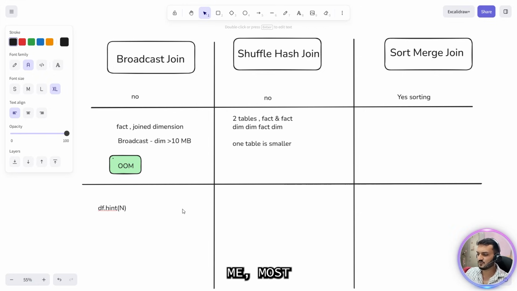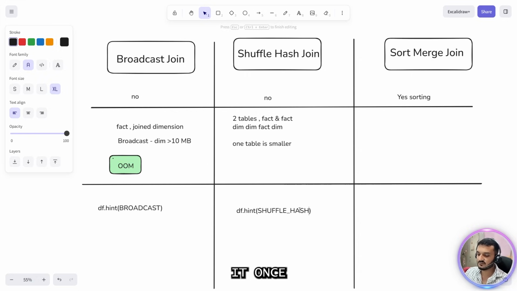But believe me, most of the time, Spark will automatically create a broadcast join for you itself. Here you will give the shuffle hash. Correct? You will give the shuffle hash.